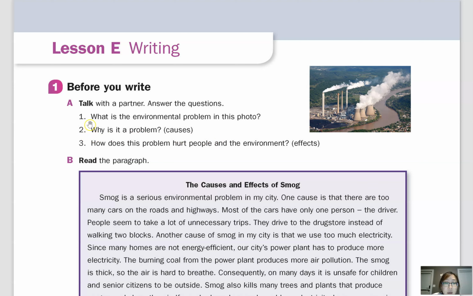So number 1, what is the environmental problem in this photo? Okay, so you might say, air pollution, or smog. And then number 2, why is it a problem? And number 3, how does this problem hurt people and the environment? So you can see here causes and effects. So just briefly take a moment to think of some causes and effects of air pollution or smog.